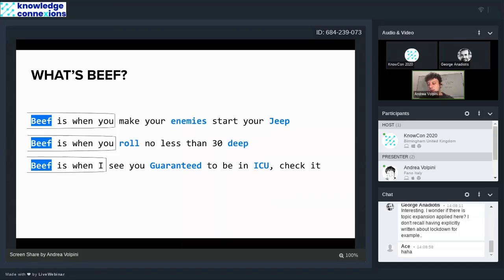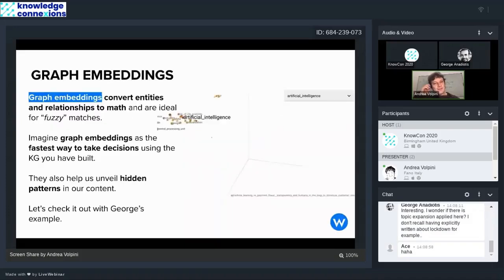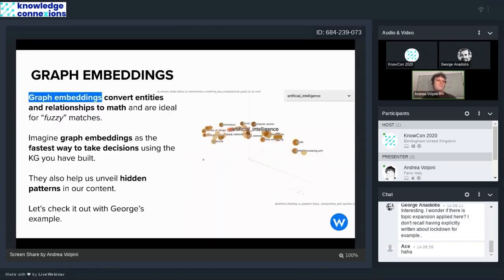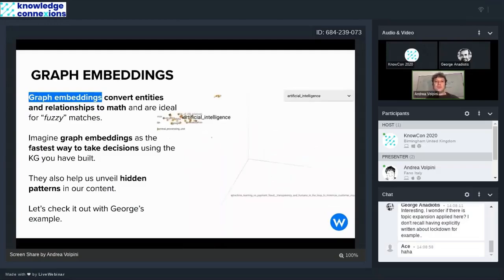And they have similar meanings or very different meanings in some cases. So the goal of distributional semantics is to understand, within the context window, what are the core co-occurrences, and therefore take out the meanings. And with graph embeddings we do the same, but we don't use words, we use entities. So we convert these entities and their relationships into vectors.